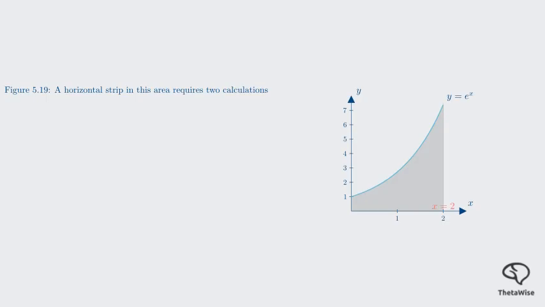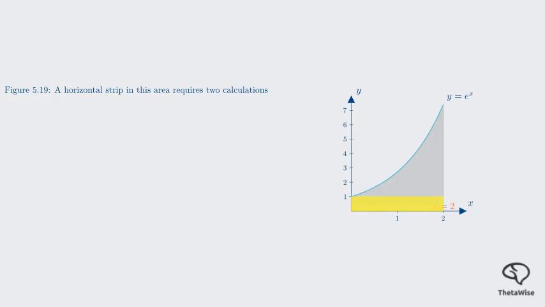For a strip in the lower part of the region, from the x-axis up to y equals 1, the right-hand boundary is the vertical line x equals 2. So here, a strip from the y-axis to x equals 2 has a length of 2. The area of this lower part would be the integral of 2 with respect to y.